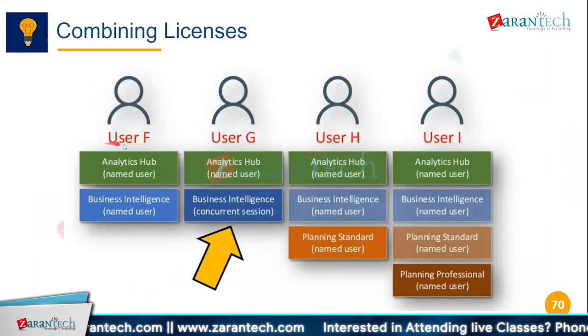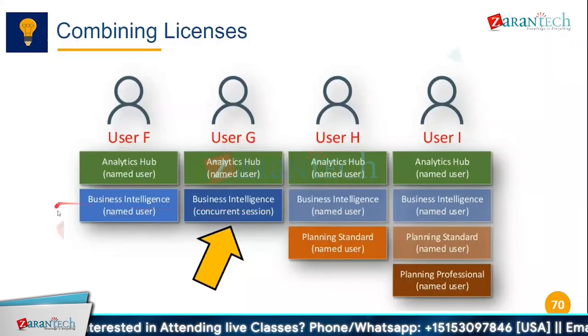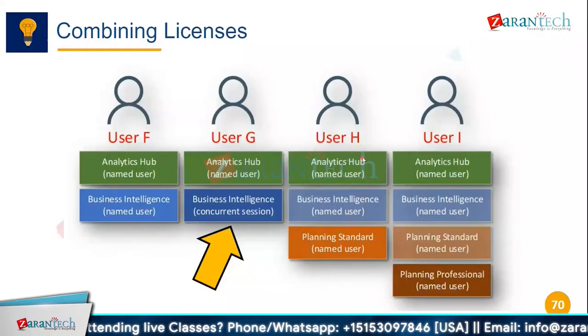So you have different users: user F, G, H, I. Here you have Analytics Hub, with a different role. Then there is the business intelligence role, which again is assigned. And user H is a person who will do, in addition to Analytics Hub and business intelligence, planning standard. So he wants to view the planning stories.